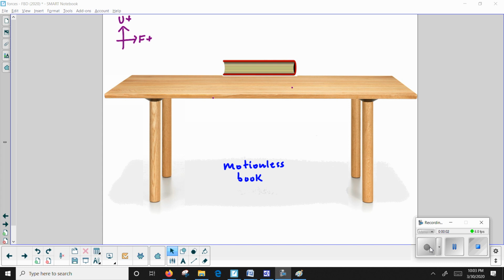Hi everyone, this is Mr. Cure. In this video, we're going to be looking at the normal force and how it can change, and it's not always equal to gravity.